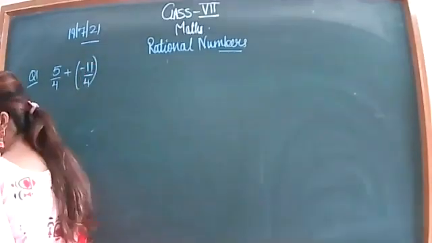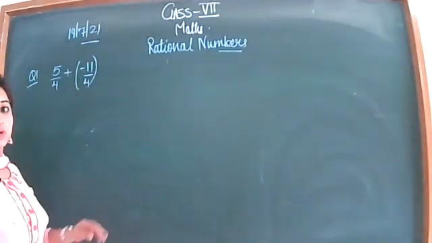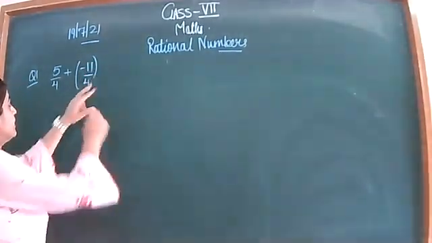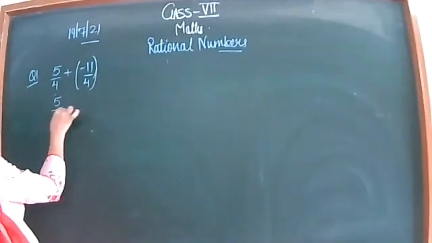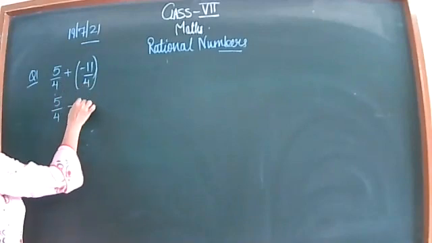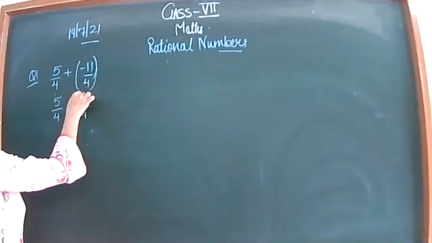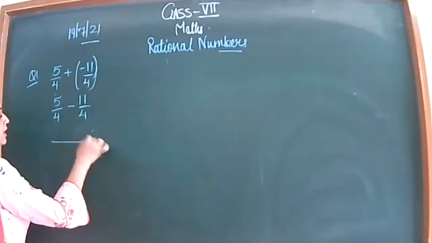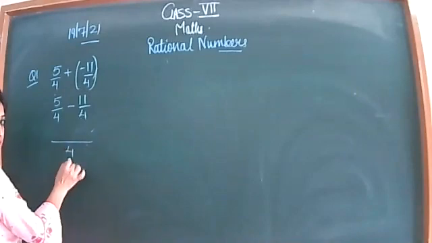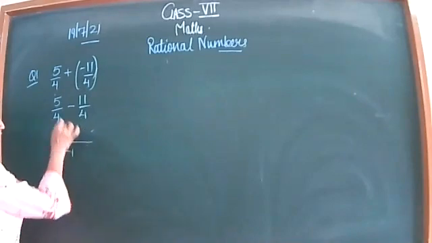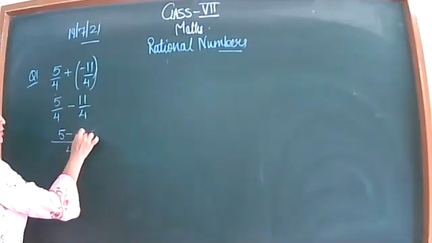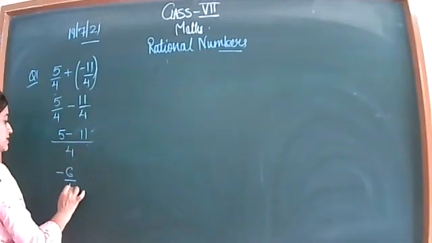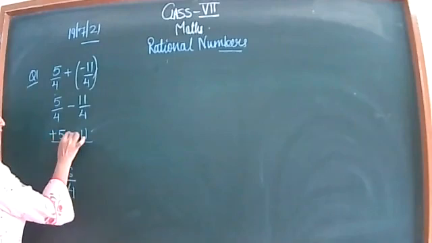For adding rational numbers, the denominator should be the same. Here, in both the terms, the denominator is the same. So 5 by 4 plus minus minus. Now, take the LCM. LCM is 4. 4 divided by 4 is 1. 1 5s are 5. 4 divided by 4 is 1. 1 into 11 is 11. Minus 6 by 4. Plus minus minus.